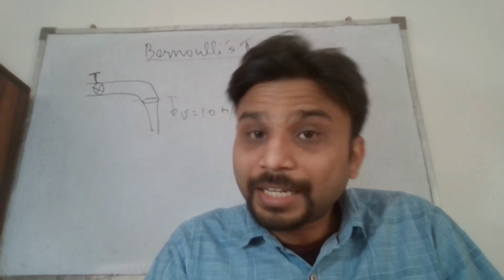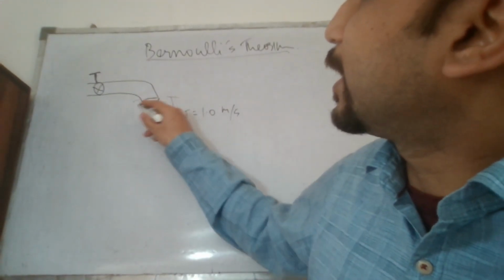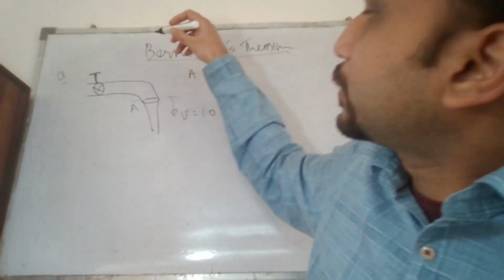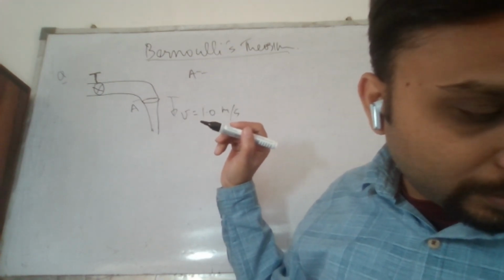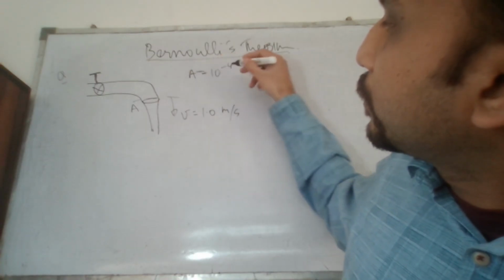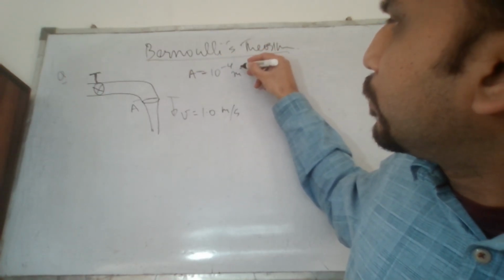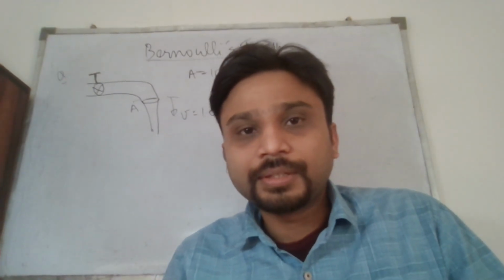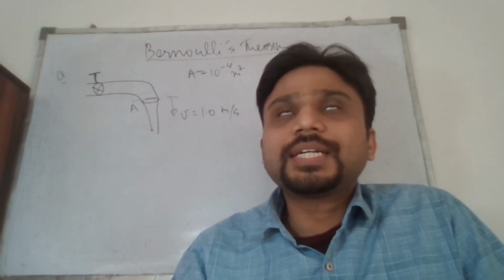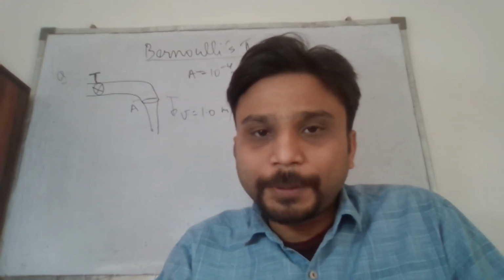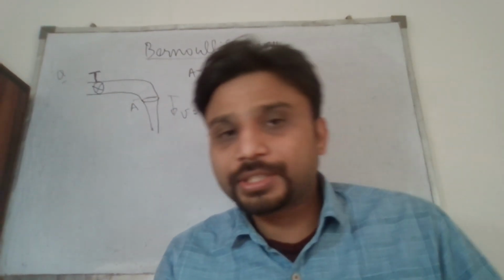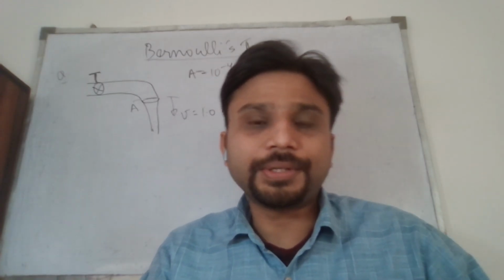The area of cross section of the tap is also given. Area of cross section of the tap is given as capital A, which is equal to 10 to the power minus 4 meter square. Okay, so this is basically the cross section of the tap. When the tap is opened, this is the cross section which the water encounters first, and at that point, speed is also given to us.